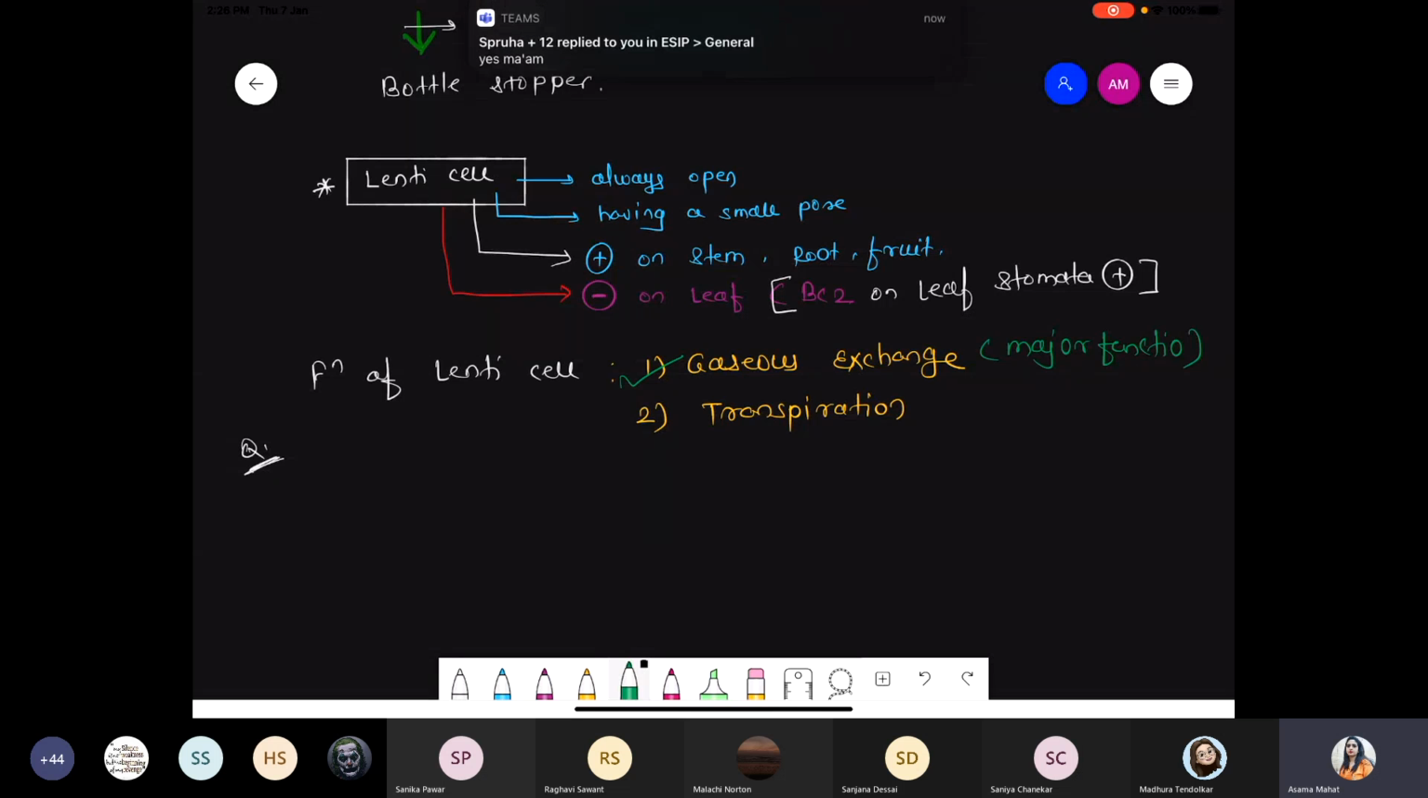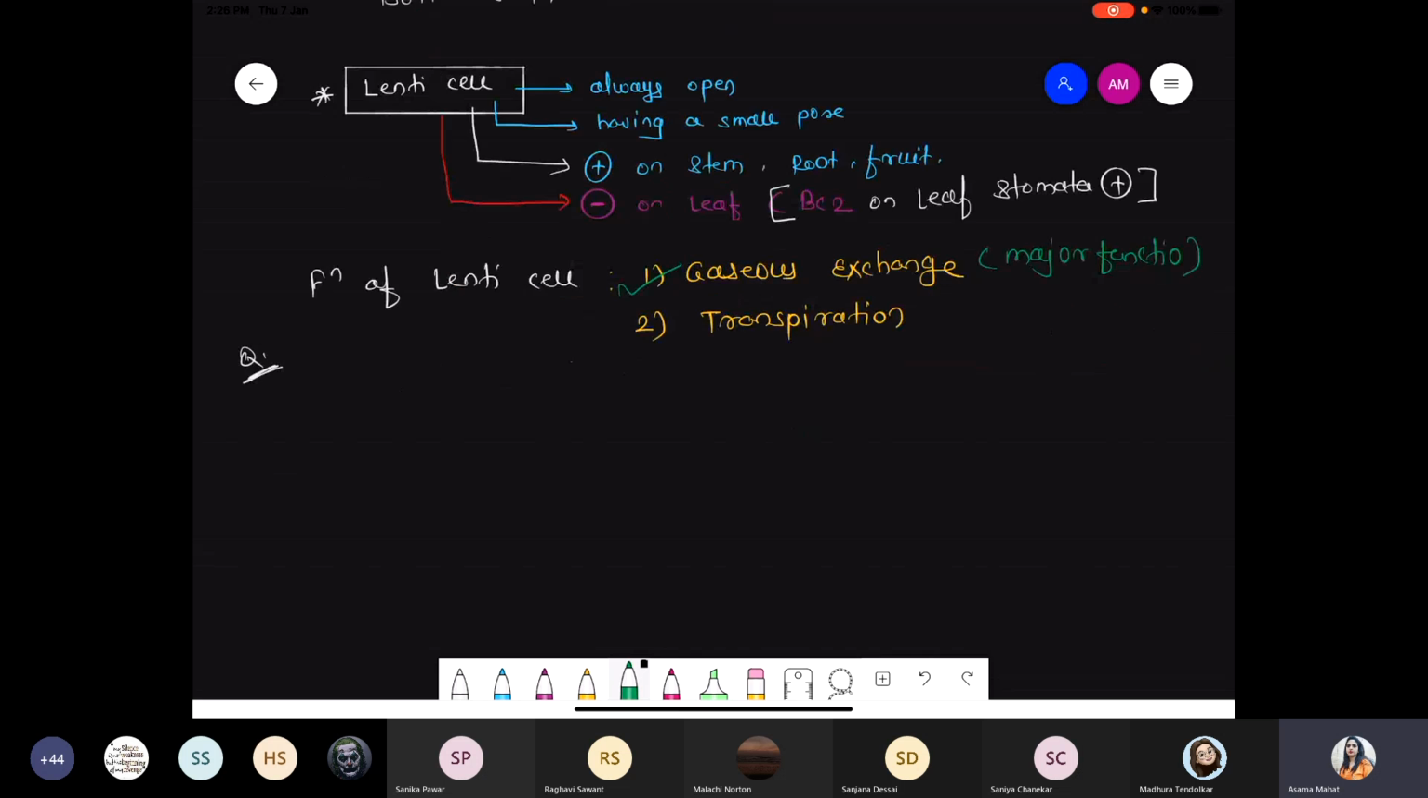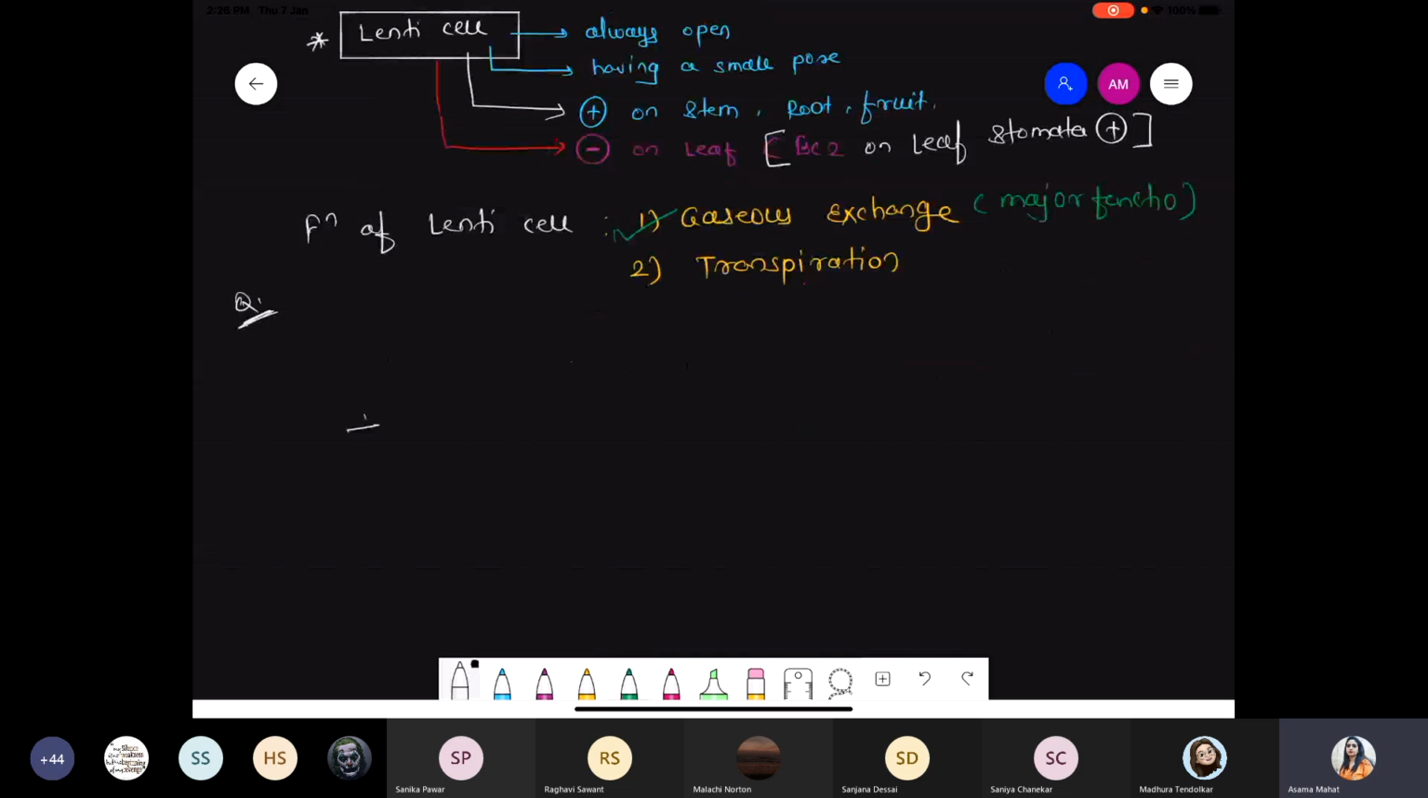Okay. Now we are talking about how the lenticel gets formed. Obviously, we have discussed that lenticels are present on the stem, root and the fruit also. So we are talking about how that small pore is created on the root region and the stem region. So next part we are talking about the formation of lenticel, how they get formed.